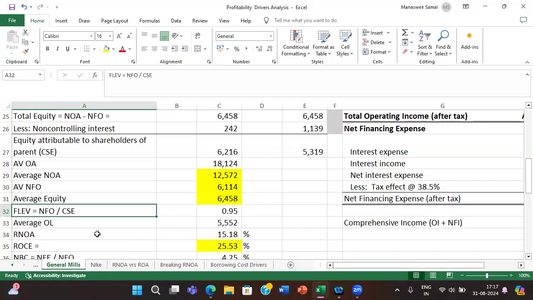NFO by equity, 0.95. Please don't think that the financial leverage is based upon the net debt figure. NFO is what? Net debt. If you're not comfortable with the acronyms used by Penman, you can comfortably call it net debt. Earlier, you used to say that debt by equity is the financial leverage, but we have tried to bring a correction to that concept, isn't it? So we'll say it is net debt by equity, 0.95. Please understand that your numerator is net debt.